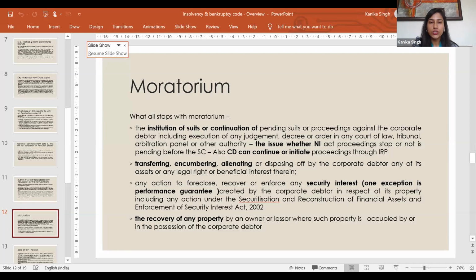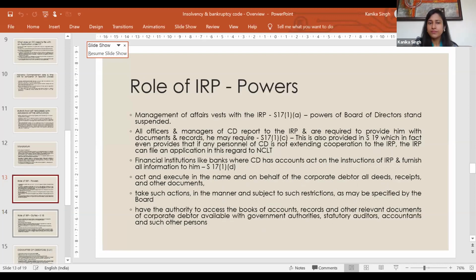The next thing that we move on to is what is the role of the IRP. So we see that the IRP has been appointed. What are his powers? I would encourage all of you to look at it in the code itself. It exhaustively defines it. But in a sense, the power of an IRP is that he gets vested with the complete management of the corporate debtor. The board of directors of the company gets suspended. All officers and managers will only report to the IRP. All personnel, he can ask them to render any cooperation to him.